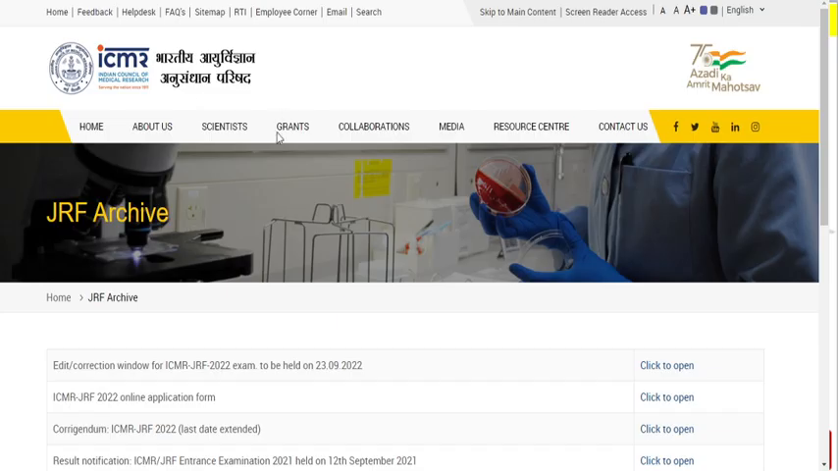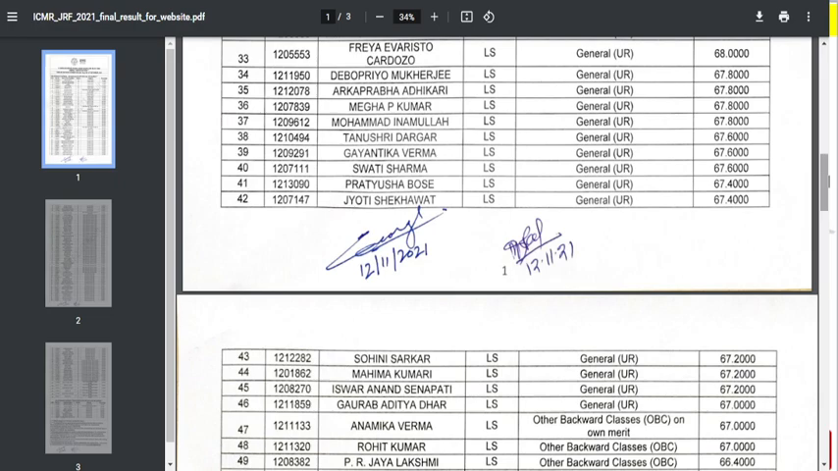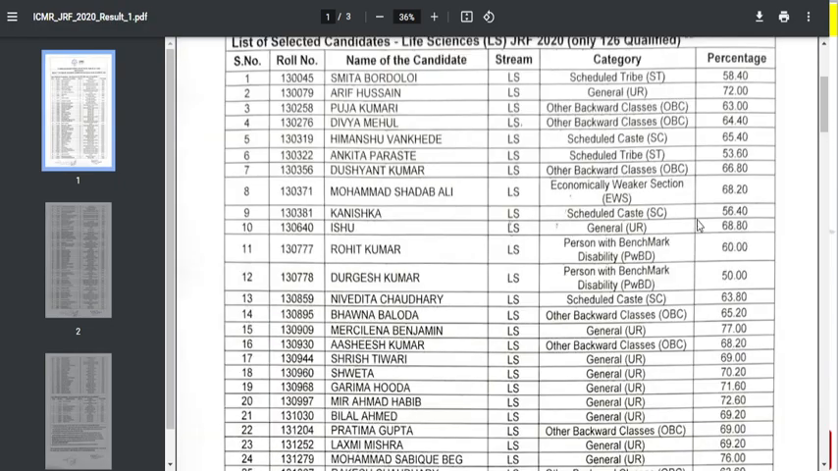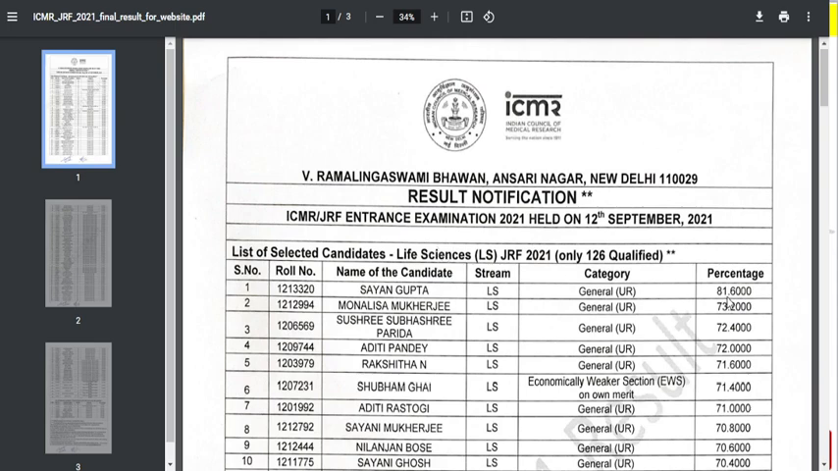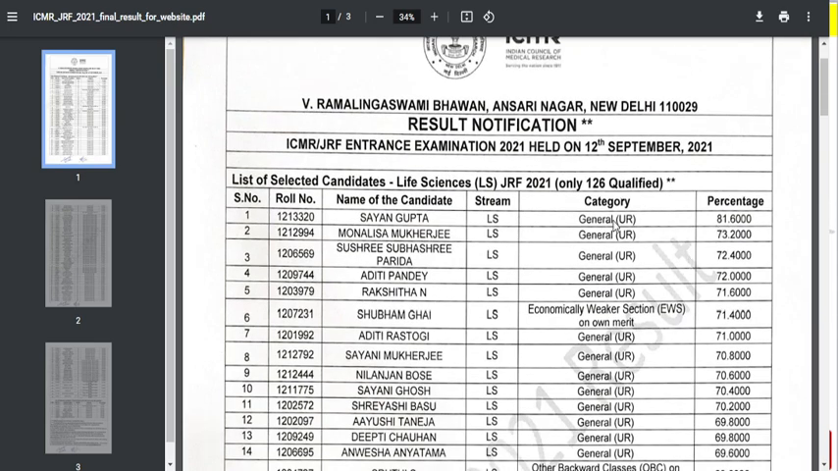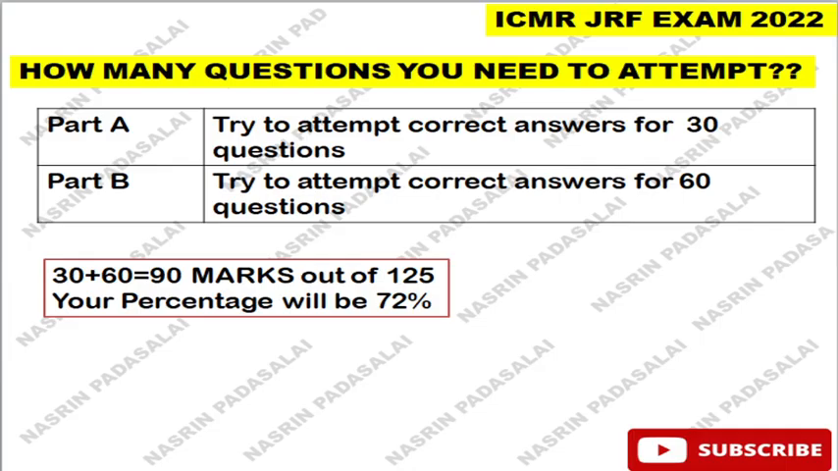On this particular website, under archive, you can find the results for the 2020 year and the 2021 year. So you can check the highest percentage ever reported and the lowest percentage for the general category. In the video itself, I have made enough analysis of how many questions you need to attempt for both general and OBC category. So give a final check about that. Also think about the negative marking.